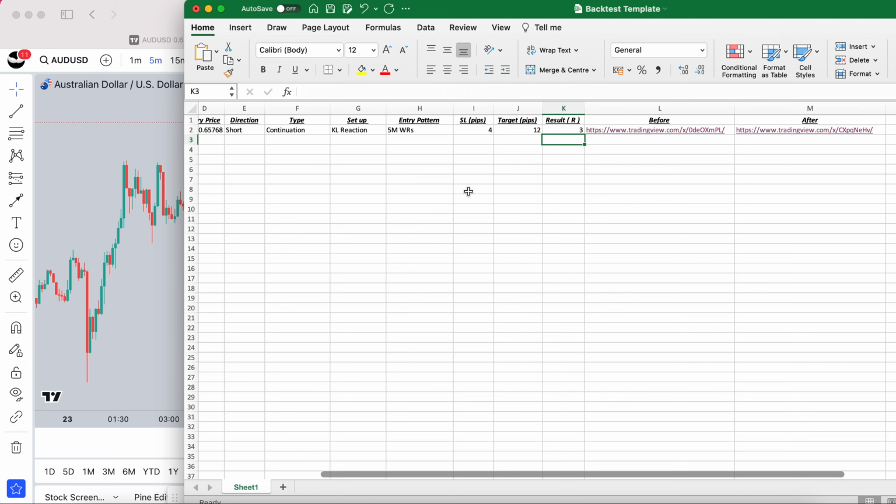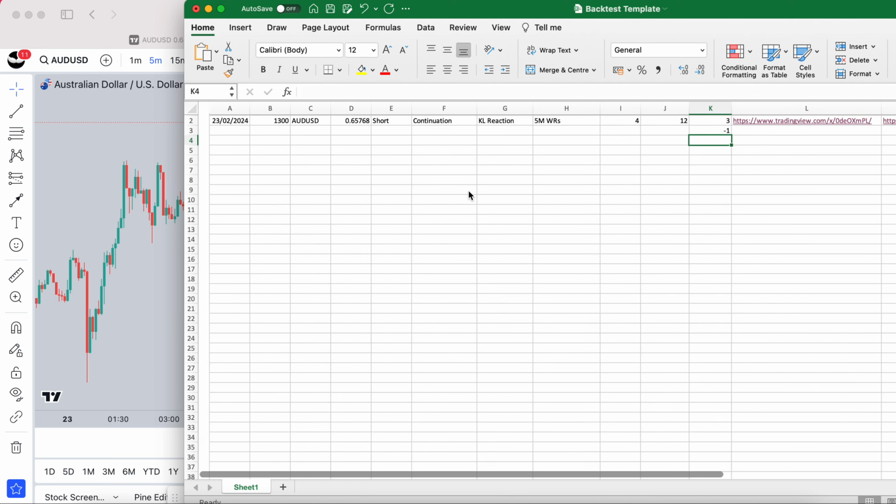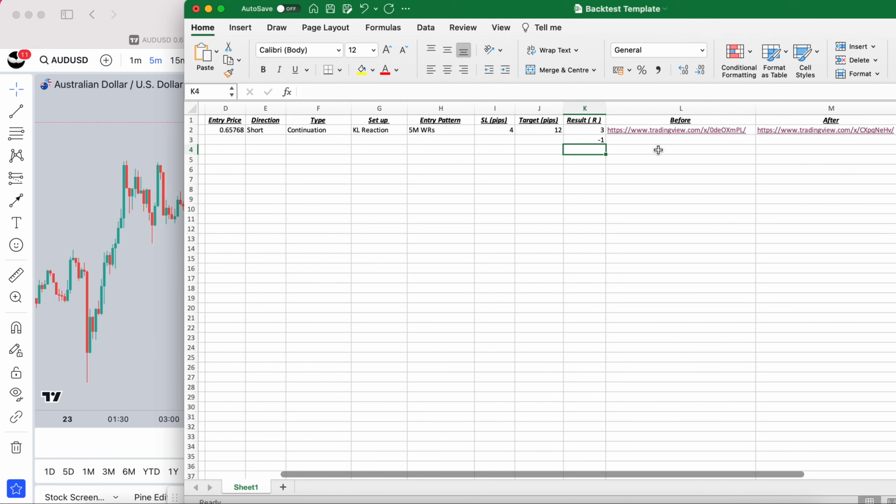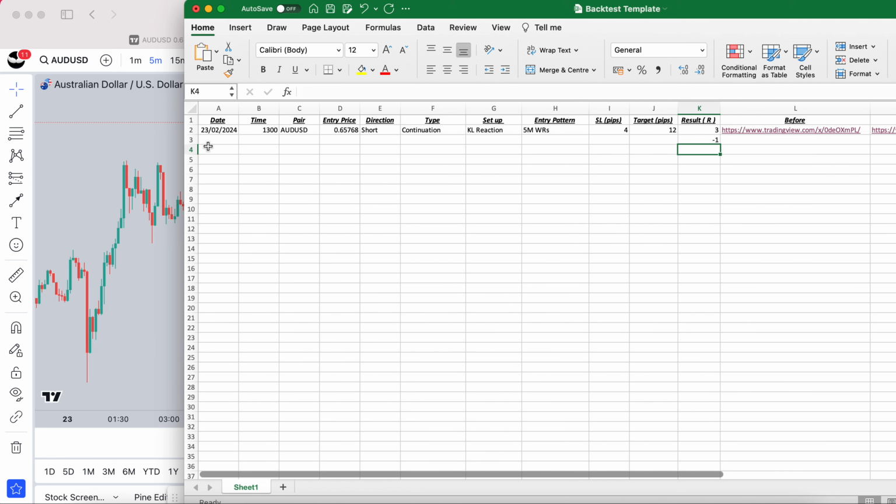So let's just fill out a bunch of data for whatever reason. Let's say the next trade lost. Let's just fill out some fictitious information, and let's just assume that you guys have filled all of this out correctly. And you need to do that, guys. You can't be slacking with this. Yes, it takes time.